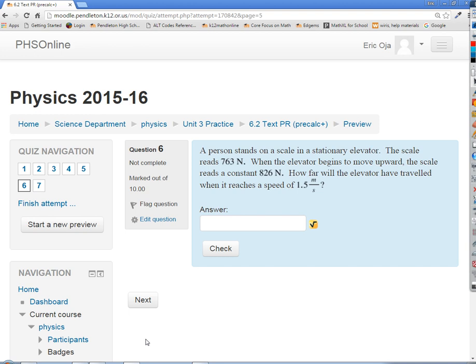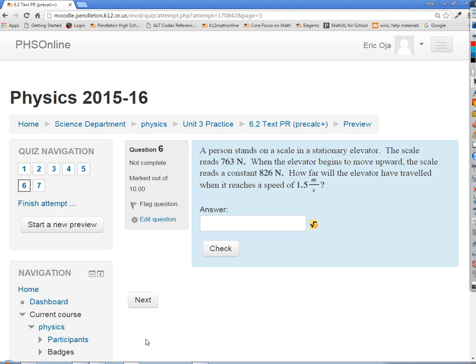So if we know that when the elevator is stationary, that's what the normal force is. So what's my weight? 763. So I could find my mass, couldn't I? Just divide that by G, 9.8. I'd find my mass, right? Okay, the elevator begins to move upward. When it begins to move upward, the scale reads a constant 826 newtons. So what's the net force acting?